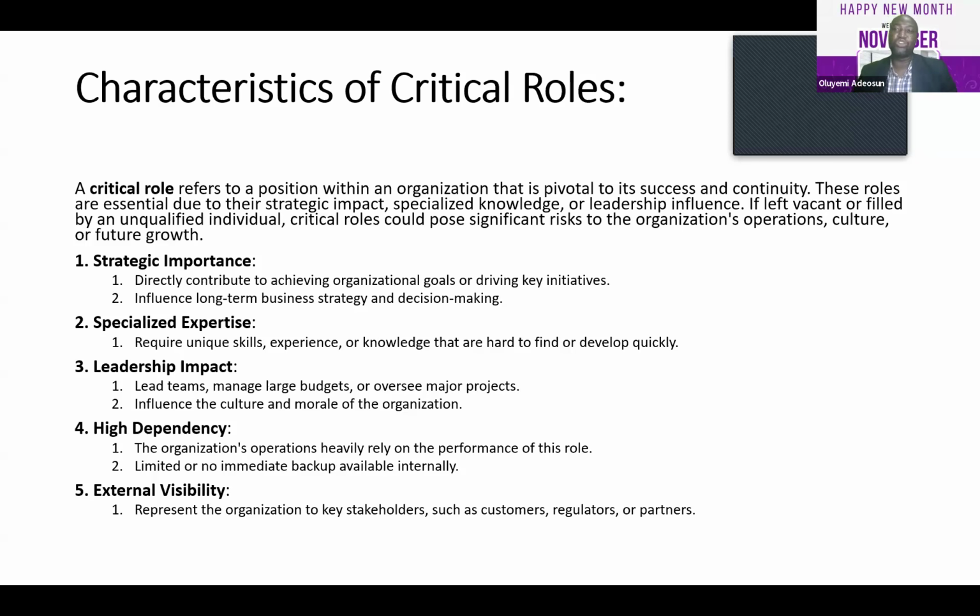critical roles could pose significant risk to the organization's operations, culture, or future growth. So you don't want a critical role to be unfilled, or unfilled for a prolonged period of time. Neither do you want a critical role to be filled by an unqualified or underqualified individual.